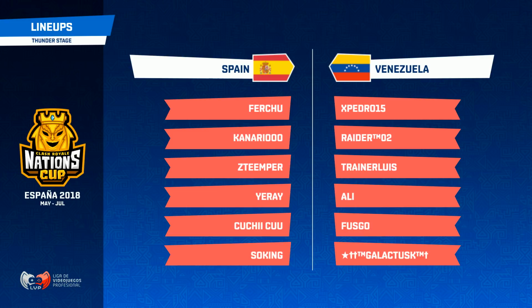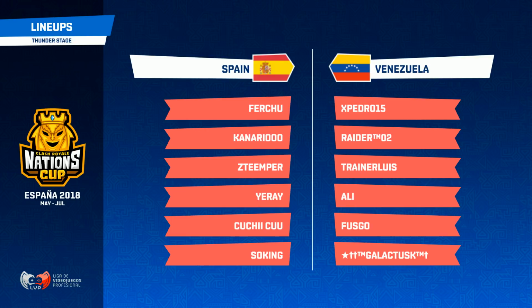Then we've got Canary, also a very good player for Spain, versus Raider. We've got Zed Teamper versus Trainer Luis. Yep, that'll be a really good matchup. I think we've got Yeri versus Ali, and Kuchiku versus Fusco. And then the mighty So King versus Galactus. Yeah, very hard to say that. Yep, I think that'll be Galactus. We're going to make it.